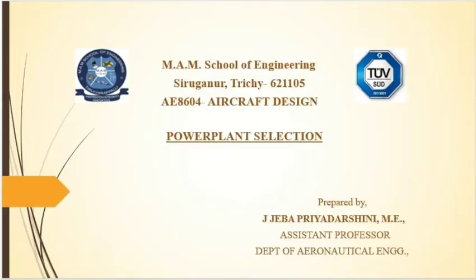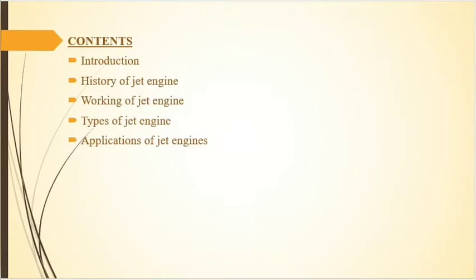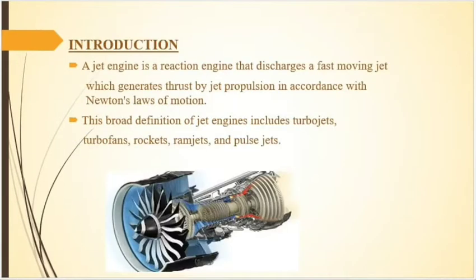In this presentation, we are going to see about the power plant selection. These are some of the topics we are going to cover in this presentation: introduction, history of jet engine, working principle, types, and applications. Introduction. A jet engine is a type of reaction engine which discharges a fast moving jet that produces thrust by jet propulsion. The term jet engine typically refers to an air-breathing jet engine such as turbojet, turbofan, turboshaft, and ramjets.